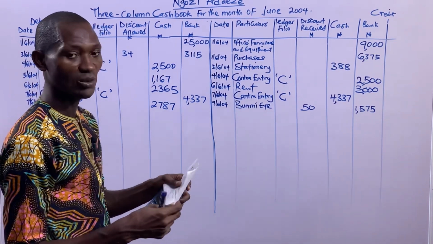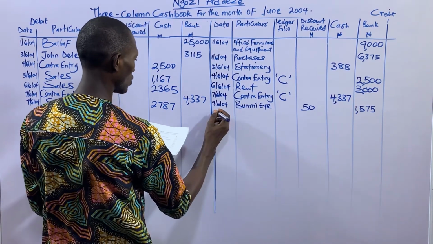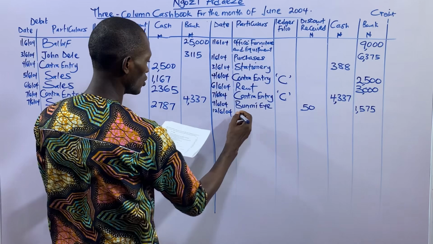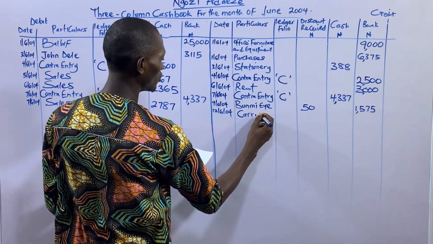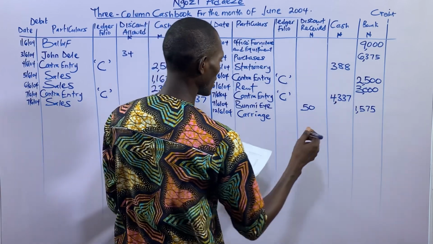Then we have paid carriage from cash. Paid carriage from cash, we are paying now, so we credit. So that's 12/6/04. The particular is going to be carriage. Then it is by cash, that's 75.